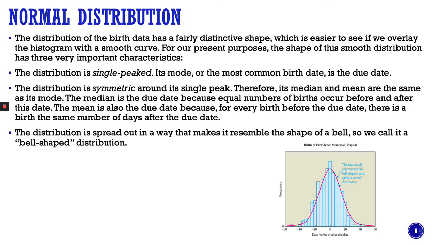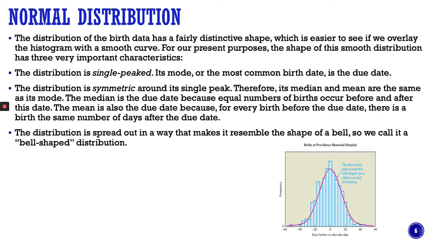So the distribution of birth data has a fairly distinctive shape, which is easier to see if we overlay the histogram with a smooth curve. For our present purposes, the shape of the smooth distribution has 3 very important characteristics. The distribution is single-peaked, its mode or the most common birth date is the due date, and the distribution is symmetric around its single peak, which means it goes up on one side and down the other in about the same way, because it is a bell curve shape.